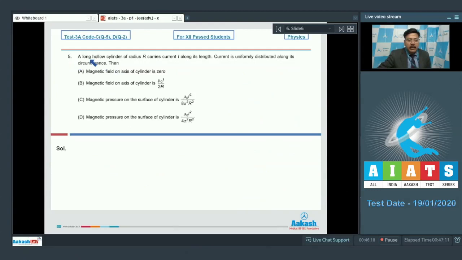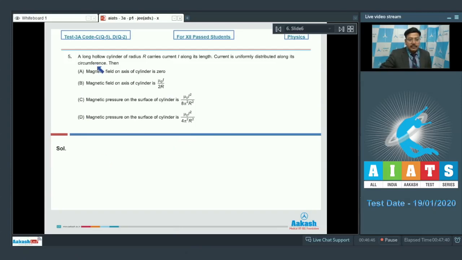Question 5 says a long hollow cylinder of radius r carries current I along its length. Current is uniformly distributed along its circumference. Then, A: magnetic field on axis of cylinder is 0. B: magnetic field on axis of cylinder is mu naught I by 2r. C and D: magnetic pressure on the surface of cylinder is this much, and magnetic pressure on the surface of cylinder is this much.